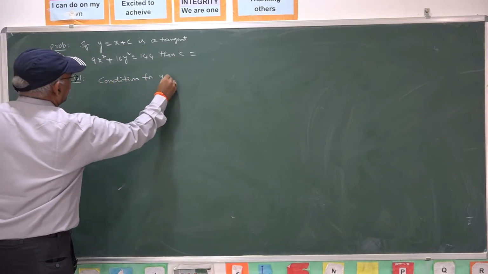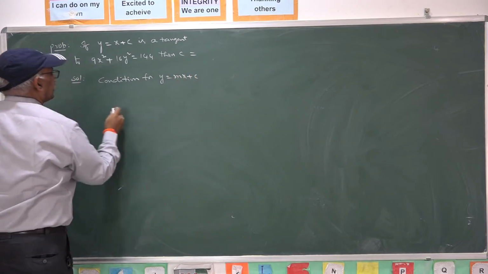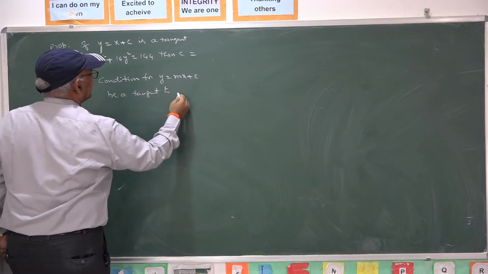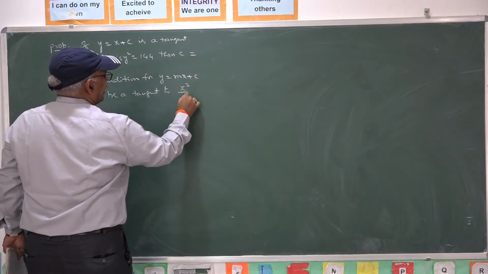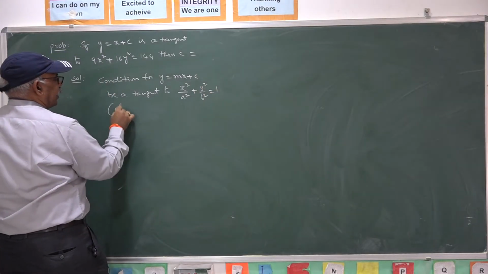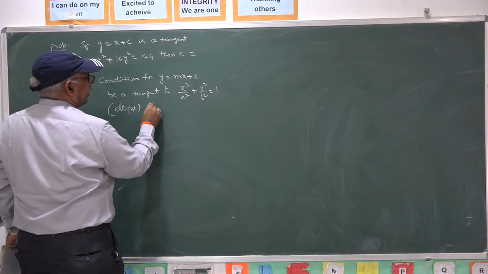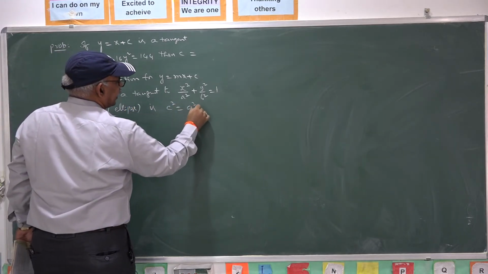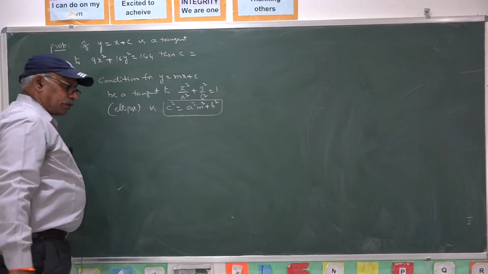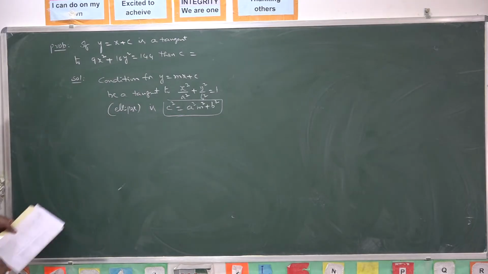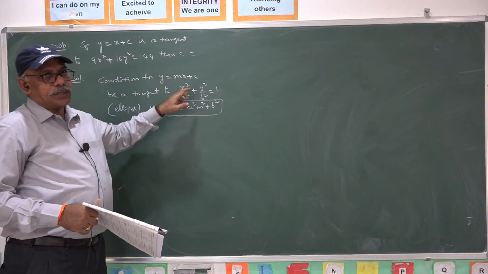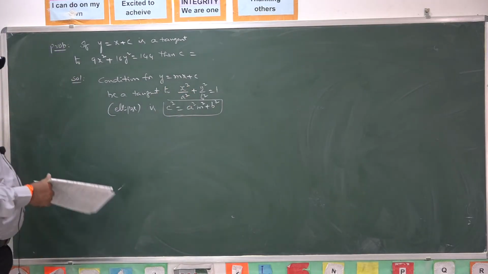The condition for y equal to mx plus c to be a tangent to x square by a square plus y square by b square equal to 1, the ellipse, is c square equal to a square m square plus b square. This is the condition for the line y equal to mx plus c to be a tangent to the ellipse, which is in the form x square by a square plus y square by b square equal to 1.